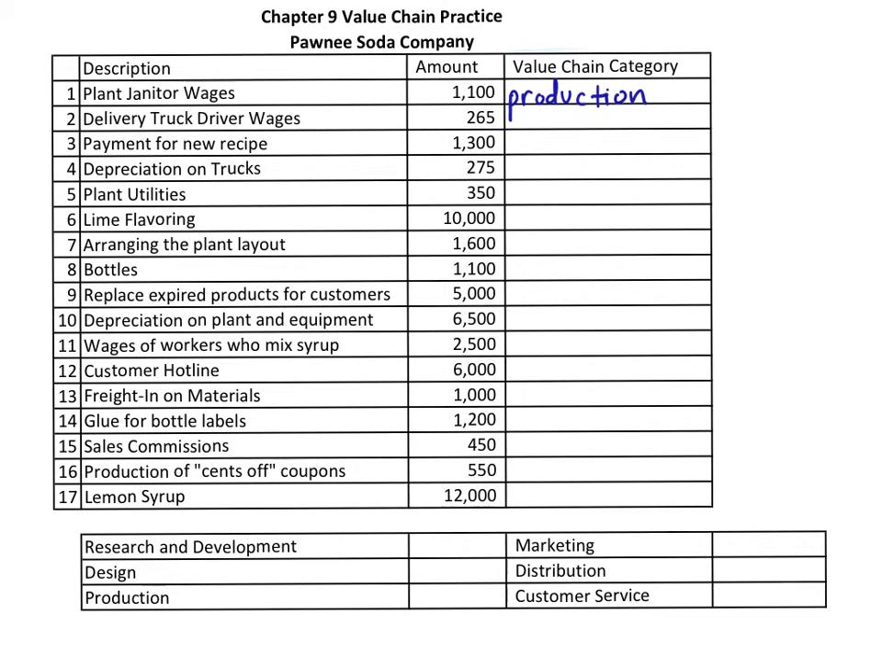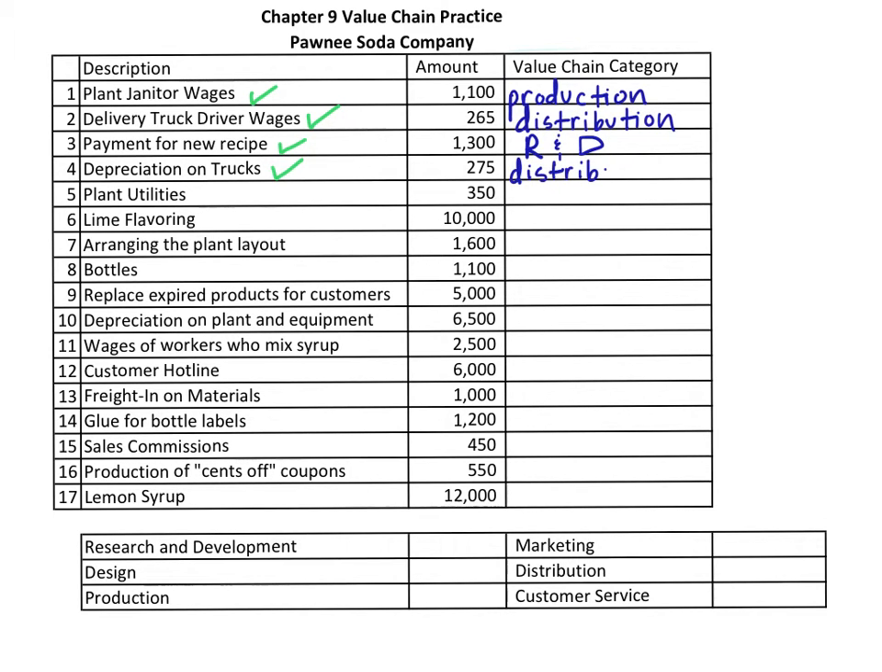Now let's go to number 2, delivery truck driver wages. Now remember, delivery trucks are taking items from the factory to the customer, so this is going to be distribution. Now let's talk about payment for a new recipe. When we're paying for a new recipe, we are trying to determine what our future product should be. So we're going to call that research and development. I'm just going to be abbreviating that R&D. Now depreciation on the trucks. This one's tricky too. It's depreciation on the trucks that we use for delivery. So this would also fall under distribution.